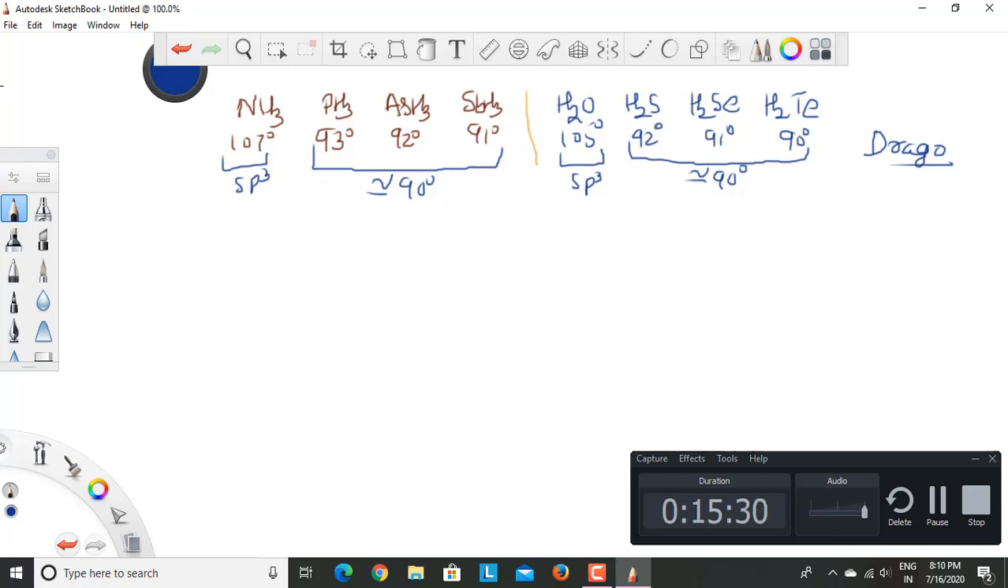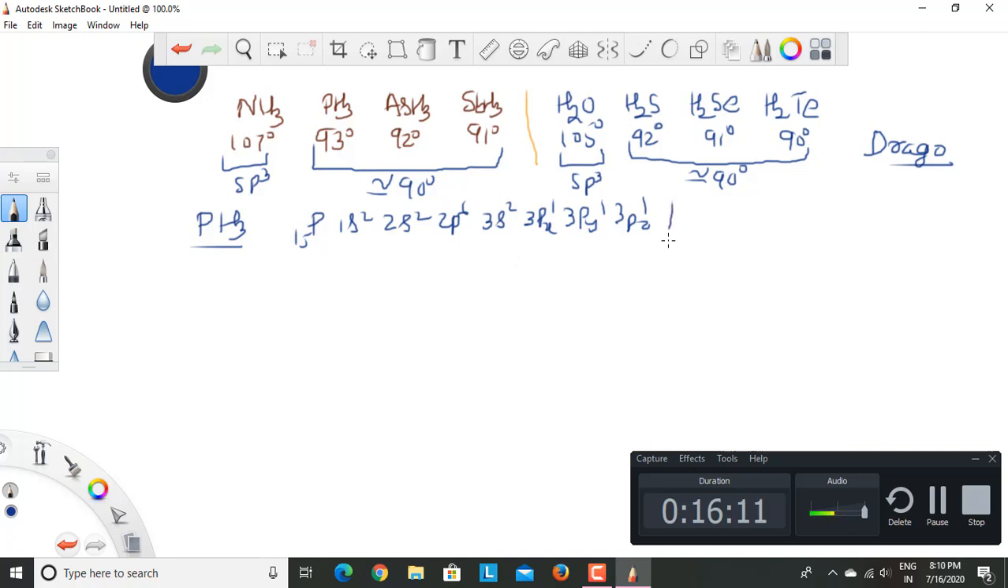Now suppose you assume that the bond angle is 90 degrees. Then what is the bonding? And assume that there is no hybridization. So now let us take PH3. Phosphorus has atomic number 15, so the electronic configuration is 1s2, 2s2, 2p6, 3s2, 3px1, 3py1 and 3pz1. Suppose there is hybridization, then sp3 will be mixing.